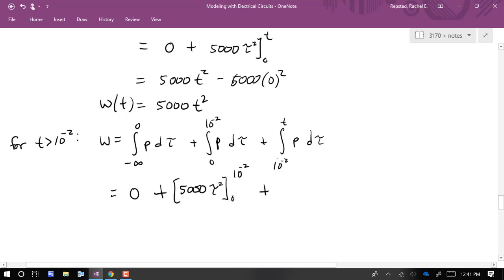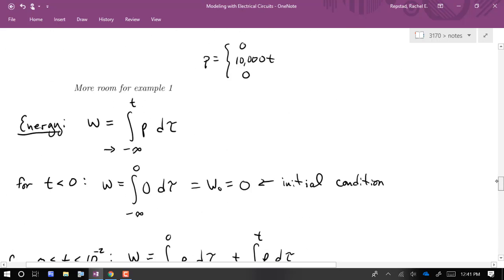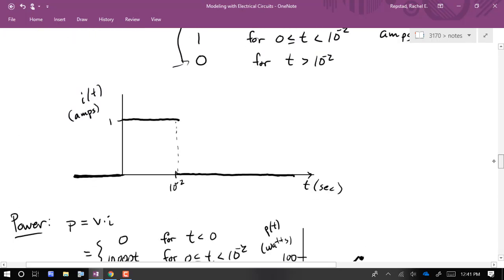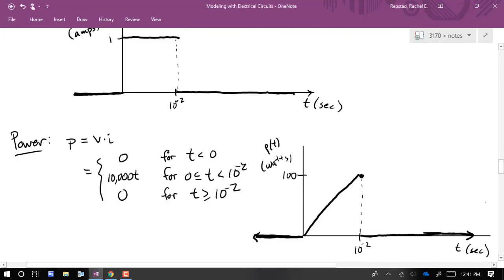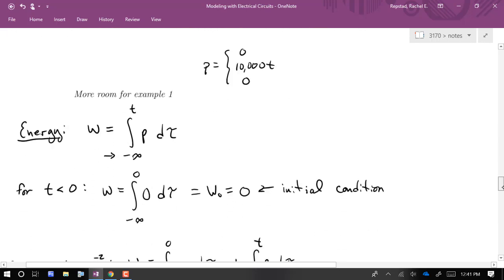Plus, and again now from 10 to the negative 2 to t, if we look at our graph, thinking of this definite integral as a function, as given by the area under the curve, the area under the curve in this region is 0. So this also gives us 0.